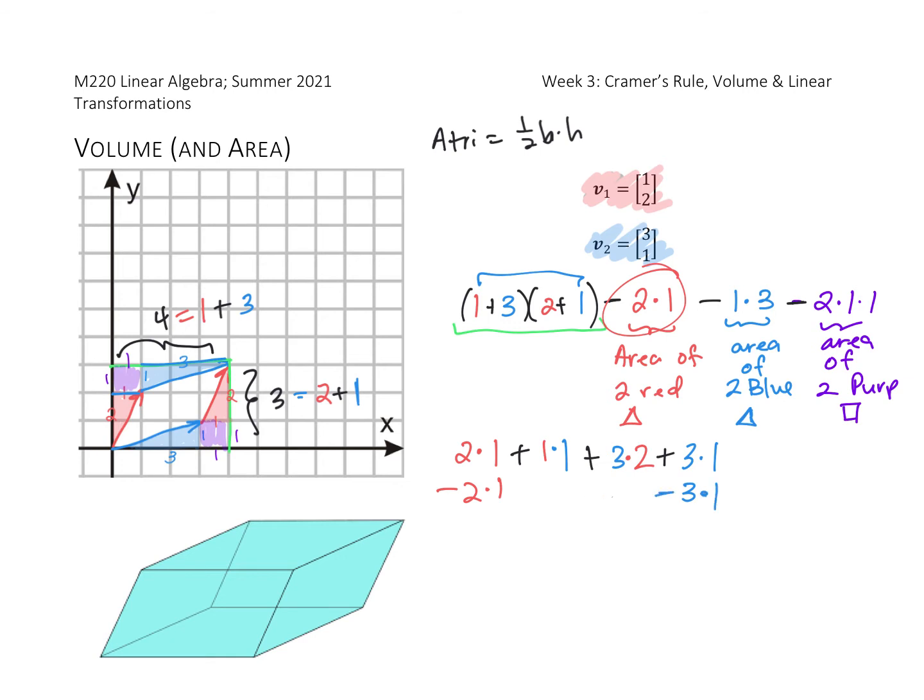Okay. And then I also need to subtract out my 2 of my 1 times 1s. And watch what happens here. Those guys will cancel. One of these 1 times 1s will cancel. And what I'm left with is 3 times 2 minus 1 times 1. You ready for this magic?